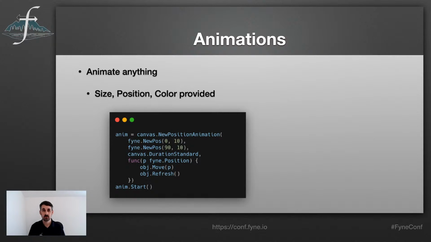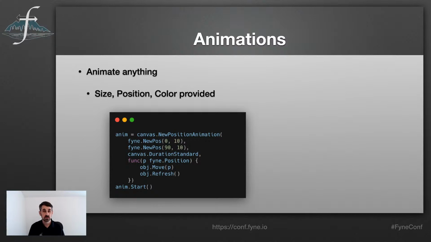Well, here we show how you could construct a position animation. This animation is going to move your object from 0,10 to 90,10. So that is sliding along the x-axis. We're giving it a standard duration. There are a number of different durations. Standard is what you would use if you didn't have a particular reason to go faster or slower. It means that it fits with other transitions that the standard library has added. And inside the callback function, we're told the position to move to, and this will be called for every intermediate position as the time progresses. And then we call anim.start.